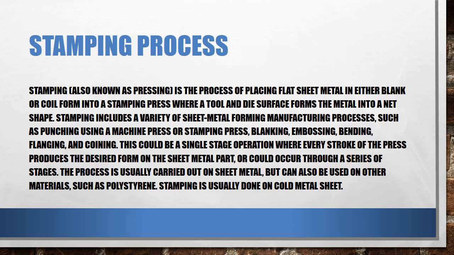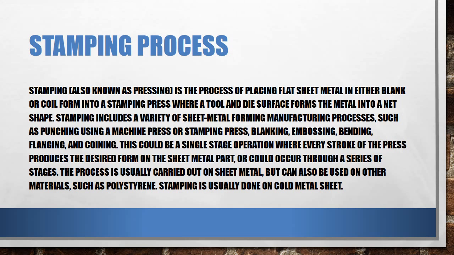Stamping process. Stamping, also known as pressing, is the process of placing flat sheet metal in either blank or coil form into a stamping press, where tool and die surface forms the metal into a net shape.